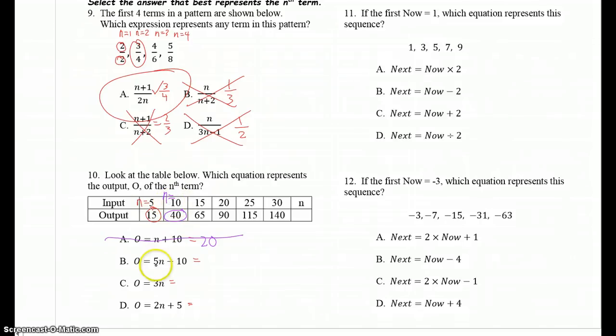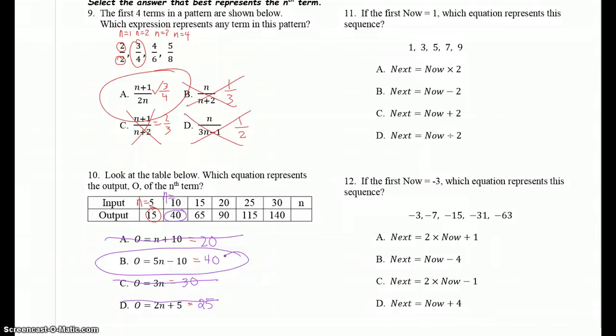If I plug in 10, 5 times 10 is 50, minus 10 is 40, so we can still use that. 3 times 10 is 30, but we want 40. C is not an option. If we plug in 10, 2 times 10 is 20, plus 5 is 25, but we want 40. D does not work. B is our answer.